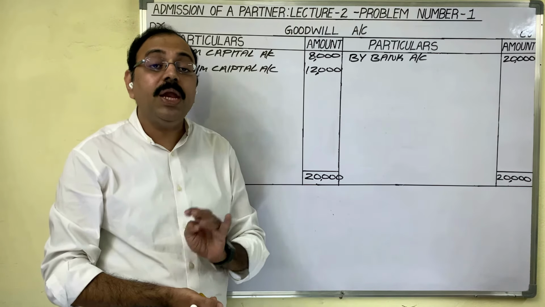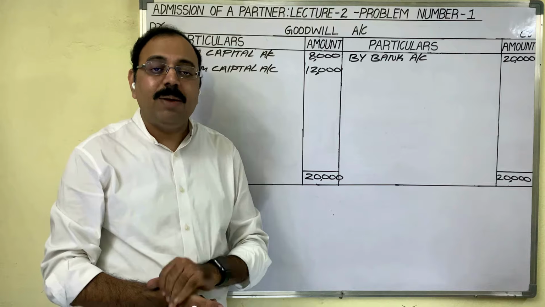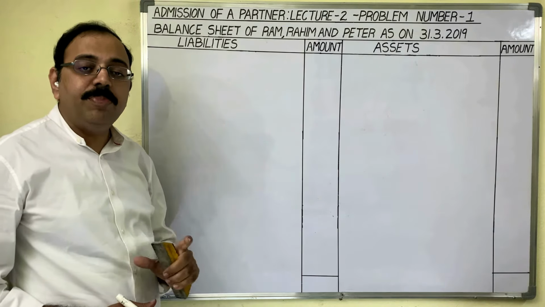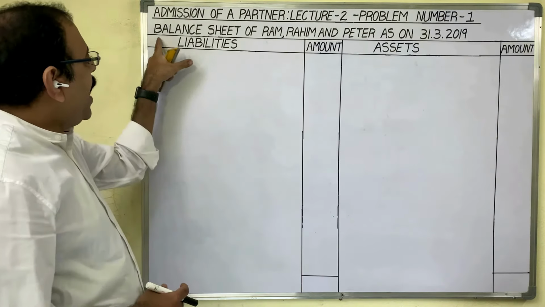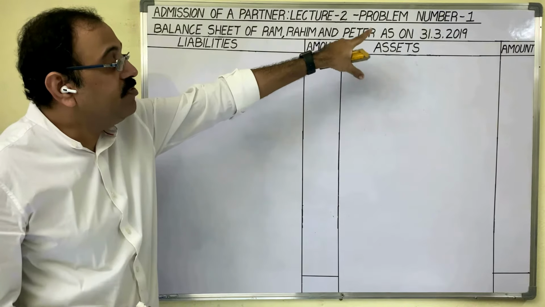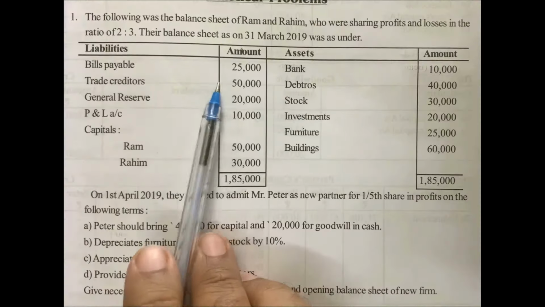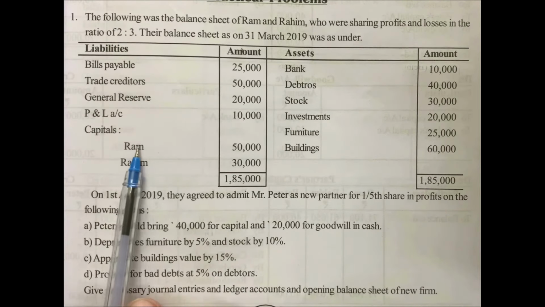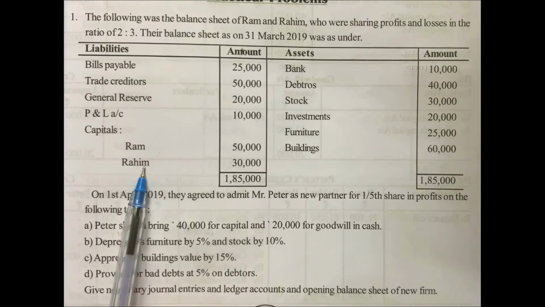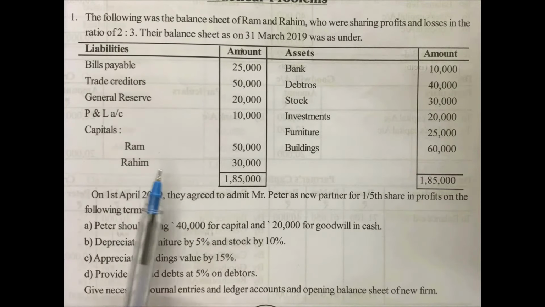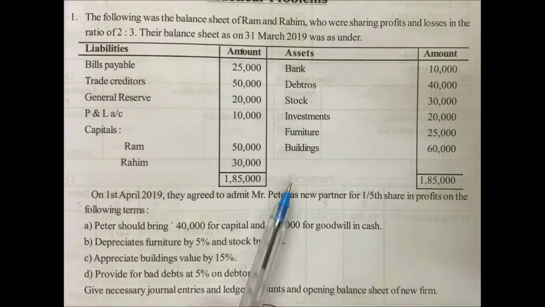Now, we should prepare the new balance sheet, the balance sheet of all three partners. Finally, we have to prepare the new balance sheet: Balance sheet of Ram, Rahim and Peter as on 31st March 2019. In the question, he has given the old balance sheet, no? The old balance sheet contains the details of Ram and Rahim only, and the new balance sheet contains the details of Ram, Rahim and Peter. That is the difference between the old balance sheet and the new balance sheet.